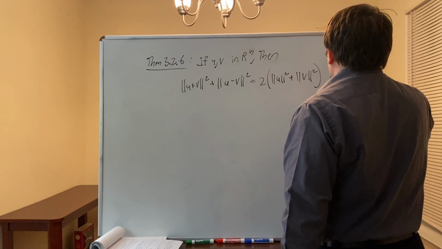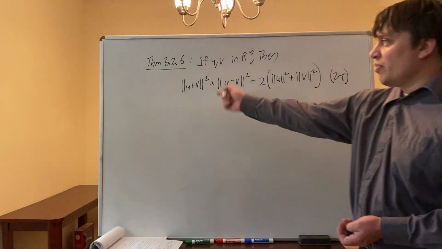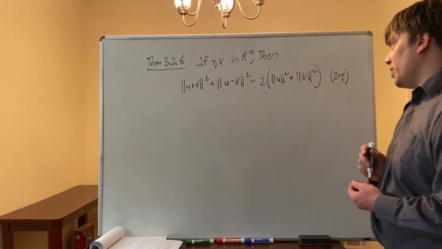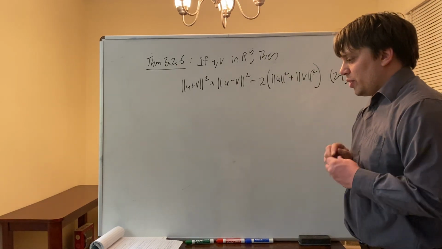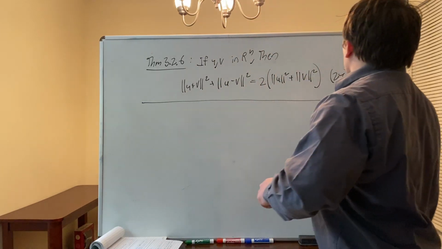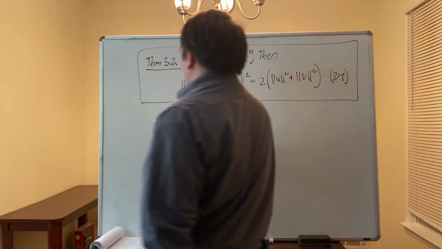and that's fact 24. Okay, so if u and v are vectors in n space, then the norm of u plus v squared plus the norm of u minus v squared is equal to 2 times the norm of u squared plus the norm of v squared. That's theorem 3.2.6. Okay, now theorem 3.2.7.